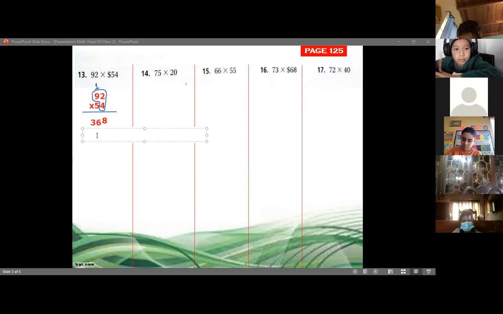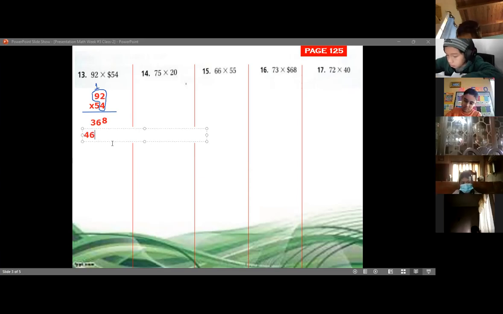45 plus 1, 46, right? Because we add 1. So we have 4,600. That is the answer. 4,600 of the partial products that we have. We need to add them to get the answer.